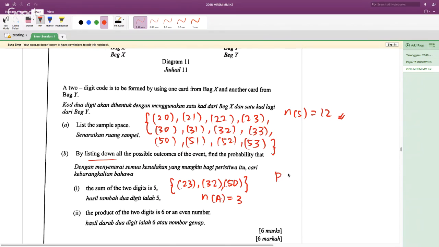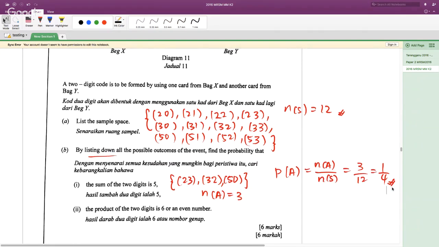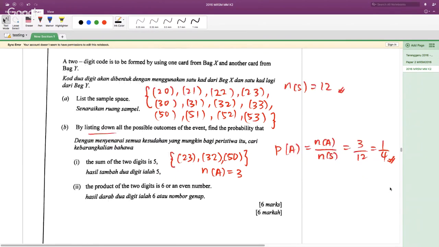So the probability of A, meaning the probability that the sum of the 2 digits is 5, equals the number of event A over the sample space. So it will be 3 over 12, which is 1 over 4. Okay, that's all.